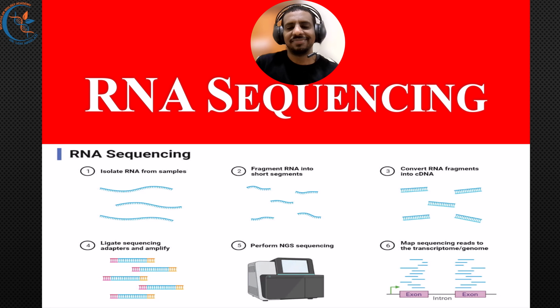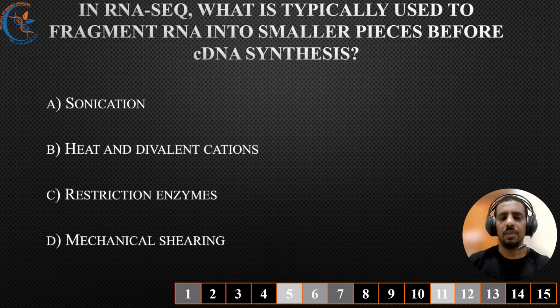Let's continue. All right, now we'll move to the RNA sequencing part. All right, the first question here. In RNA sequencing, what is typically used to fragment RNA into smaller pieces before cDNA synthesis?